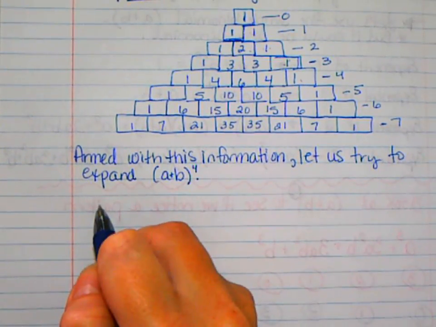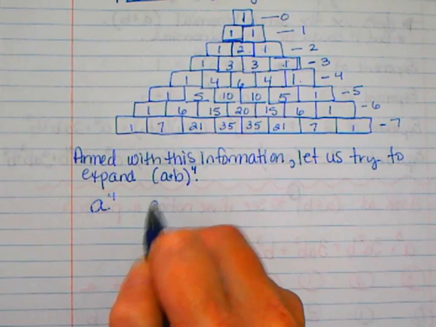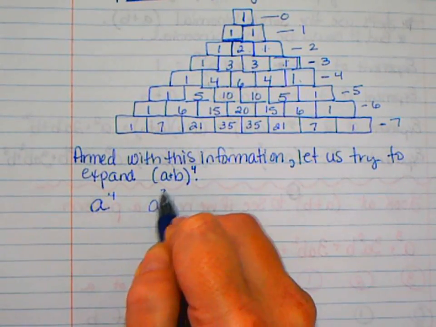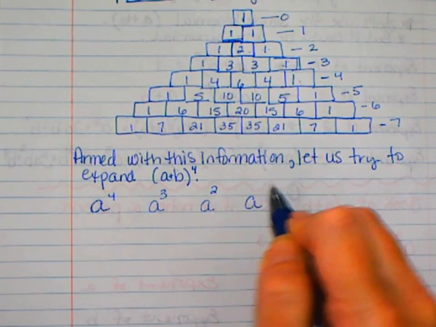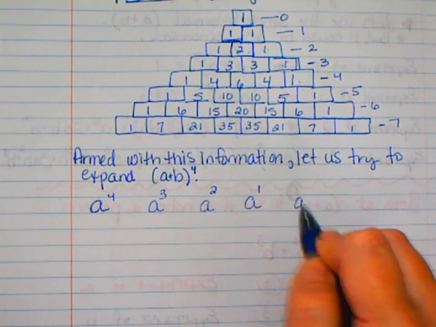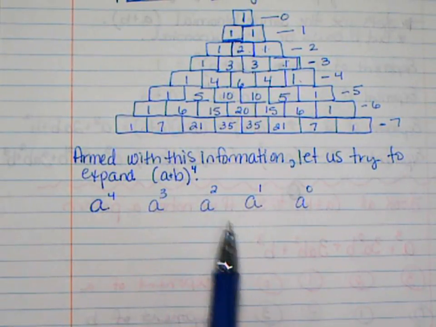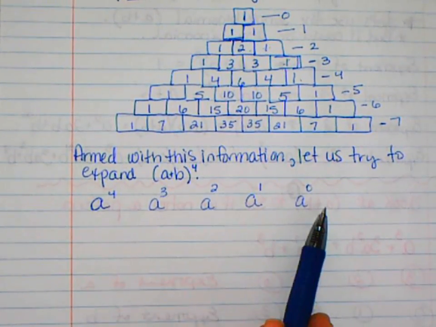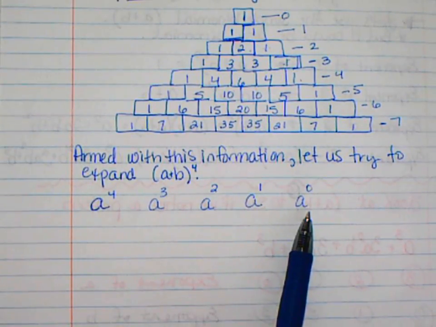So what would A's exponent be in the first term? 4. And then it would be a cubed, a squared, a to the 1st, and a to the 0, which is just a 1, but I'm going to put that there because realizing I have to have 1, 2, 3, 4, 5 terms, 4 degrees, I need 5 terms because it goes all the way down to here, right?